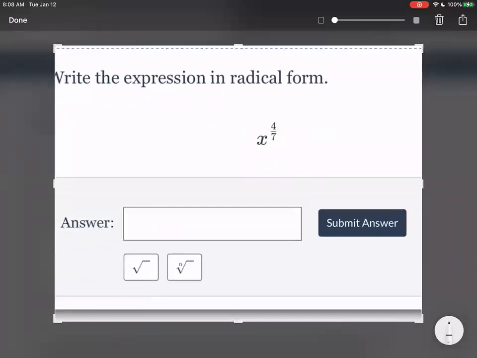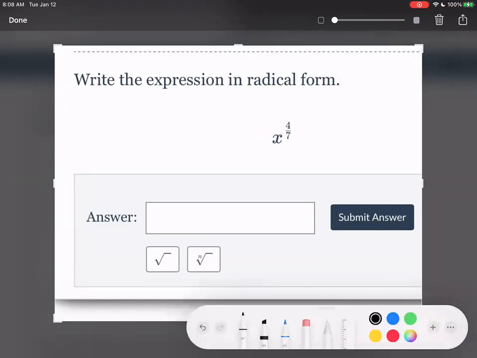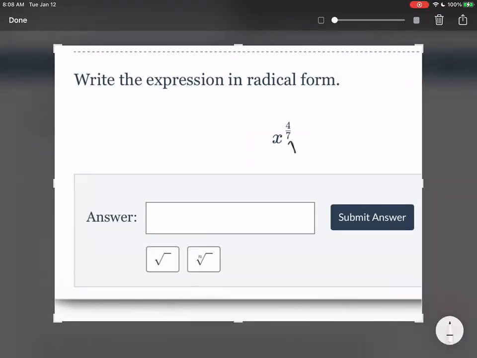In case you don't remember what a radical is, it's the square root symbol. The square root symbol is a type of radical. But in this case, we aren't going to just have square roots. We're going to have a third root, a fourth root, fifth root, sixth root, stuff like that. So when you're doing this, the number on the bottom, the denominator of the fraction, is going to be the nth root. In this case, we have a 7 on the bottom, so we want the 7th root of x.